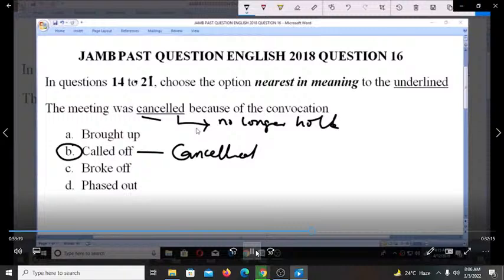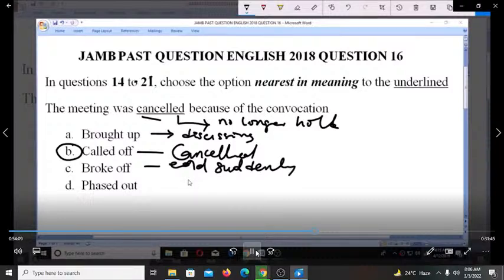Brought up simply means to bring something up for discussion, like you're having a meeting and you want something to be brought up for discussion, you understand? To bring something into discussion. You're discussing something, you want something to be included. Broke off simply means to stop or end something suddenly. To end something suddenly. That is broke off. Now, phased out means to eliminate something gradually or to remove something. So to remove or eliminate something, that is phase out.